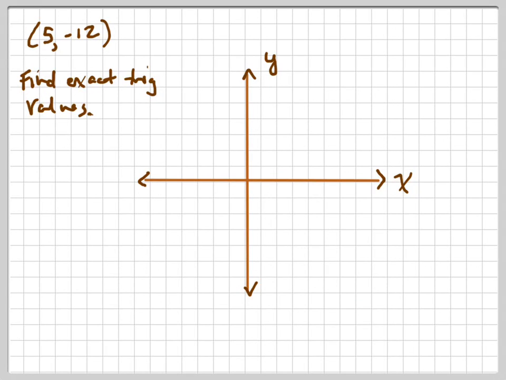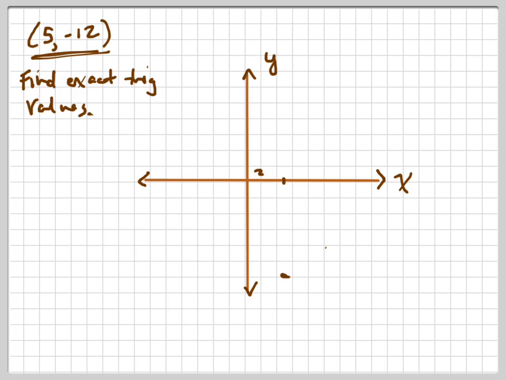They're telling us that here is this point, 5, negative 12, is the point on the terminal side of the angle in standard position. So let's first plot this point. 5, 1, 2, 3, 4, 5, negative 12 is, let's go by 2's. So 5 would be right here, and negative 12 would be 1, 2, 3, 4, 5, 6 right here.